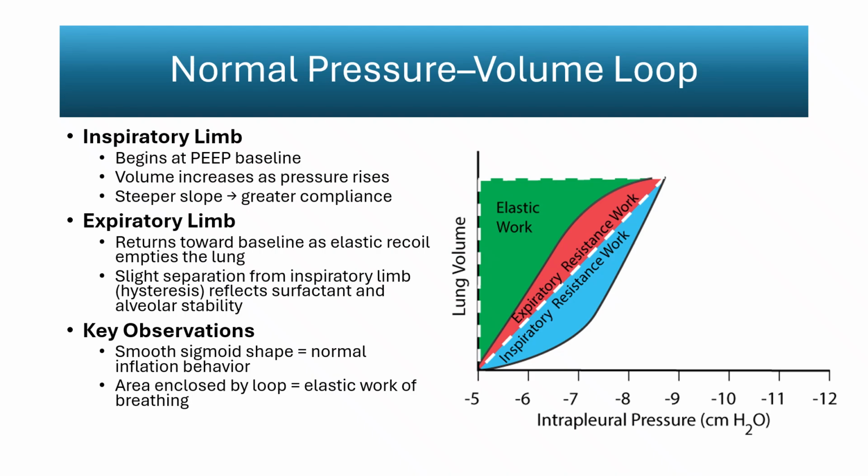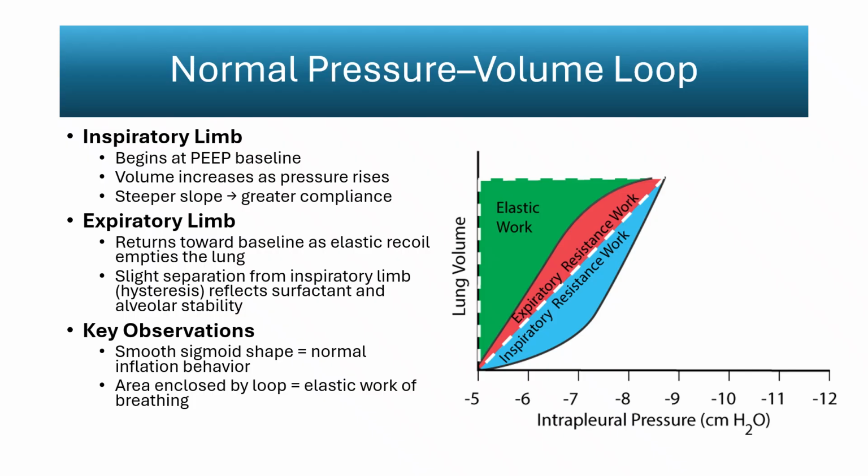Volume decreases as elastic forces drive gas out of the airways. This return path does not exactly overlap the inspiratory limb. Instead, it lies slightly to the right, forming a characteristic hysteresis loop. The separation between the two limbs reflects the normal physiologic differences between lung inflation and deflation, which arise from surfactant behavior, alveolar recruitment and derecruitment, and the relative ease of emptying compared with filling. The overall contour of the loop has a sigmoid shape, with a gentle rise early in inspiration, a more linear portion through the mid-range, and slight flattening near the top as the lung approaches its natural limits of expansion.